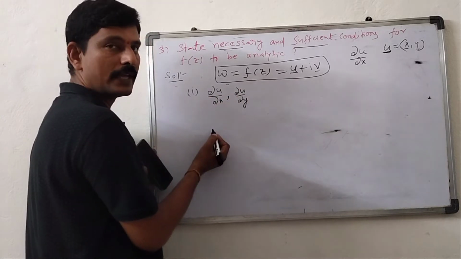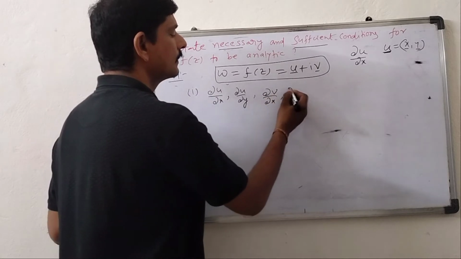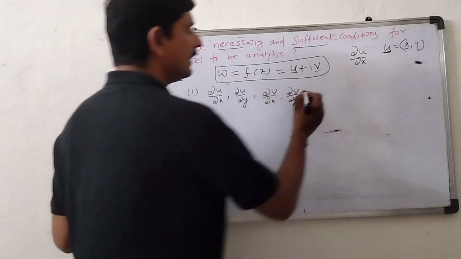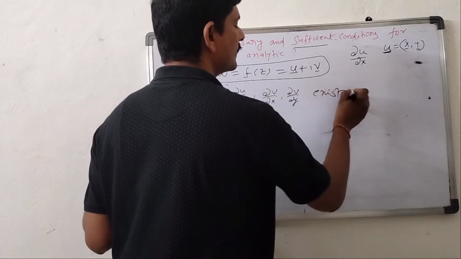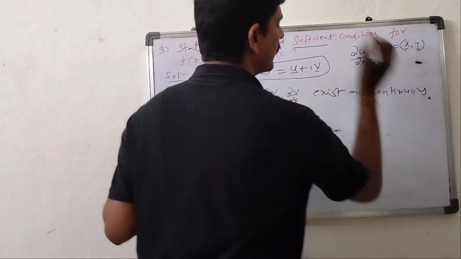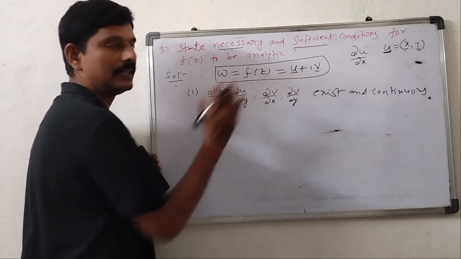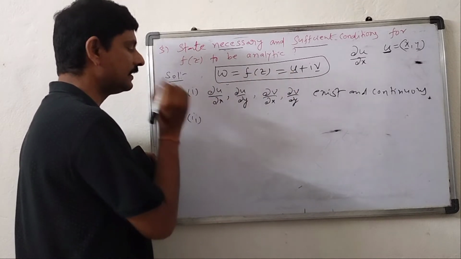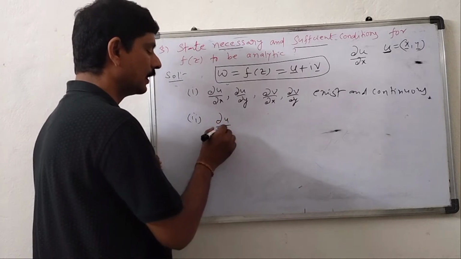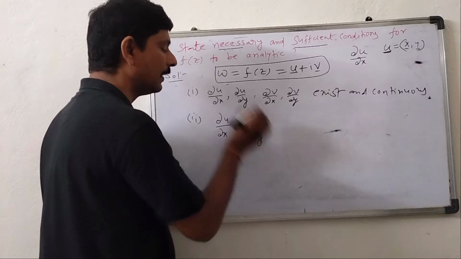The partial derivatives of u with respect to x, u with respect to y, dou v by dou x, dou v by dou y exist and are continuous. The first order partial derivatives of u and v exist and are continuous. And the second one is very, very important: dou u by dou x equal to dou v by dou y.